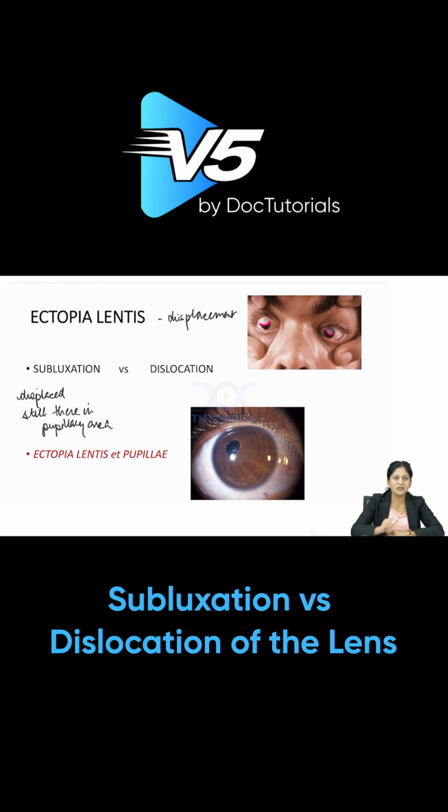What about dislocation? It is total displacement. Maybe it is gone into the vitreous cavity. Maybe it is coming into the anterior chamber, but this is not present in its normal position, and it is a displacement which is called a complete displacement or complete dislocation. Okay, friends. So there are two different terms. Now, my question to you. What do you think is the most common cause of this subluxation?